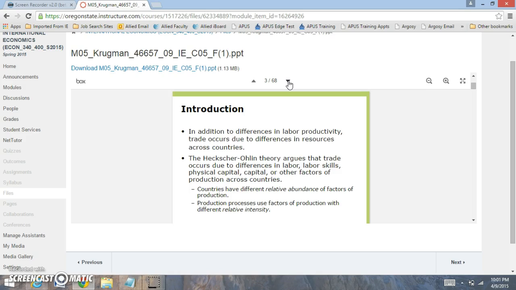This week, we're going to be looking at different models, and these models are going to be focused on the role of assumptions, and the assumptions are very important. When you look at labor productivity, you'll notice that this is one of the reasons why trade occurs. With the HO model, you'll notice that differences in labor, skills, physical capital, and human capital are reasons why differences will exist, and that's very challenging to evaluate.